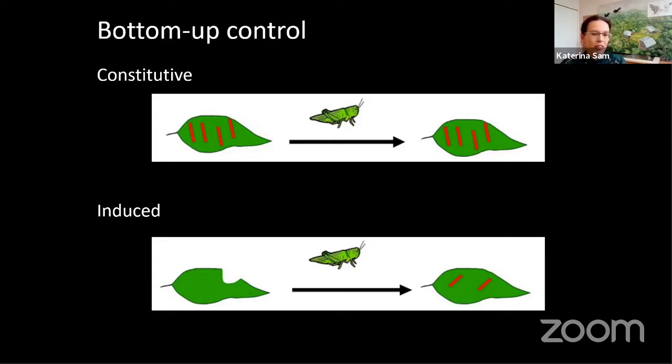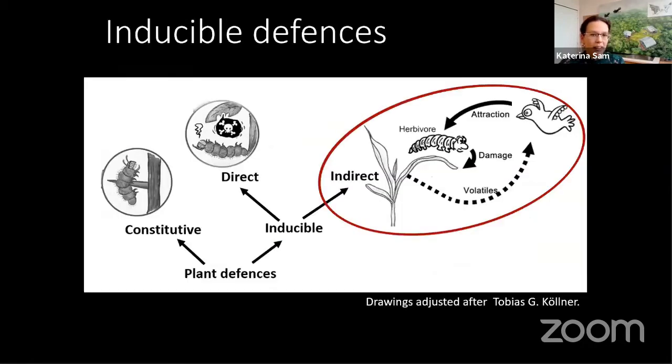Induced defenses, on the other side, are induced only after the herbivorous attack happens to the plant, and that's why they are usually cheaper and useful when the attacks are not predictable in time. And finally, the induced defenses might be split into direct and indirect.